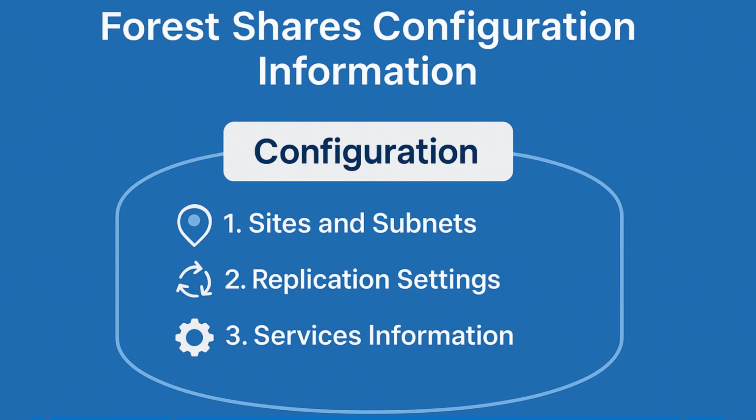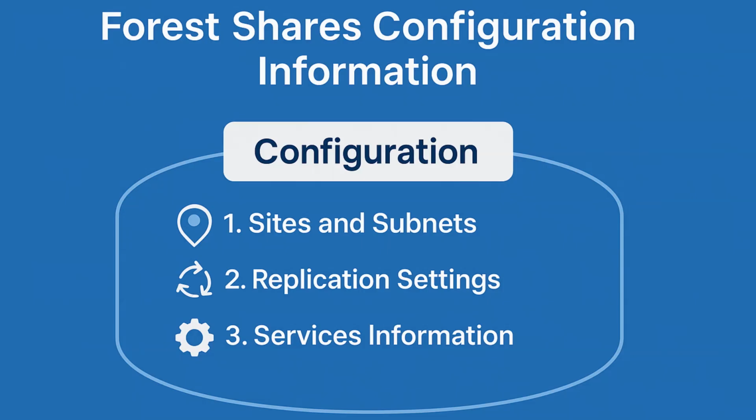Shared configuration information. Along with the schema, the forest also stores something called configuration information. This includes details like your network's physical layout, the different office locations or AD sites, the IP subnets, and how domain controllers communicate with each other.